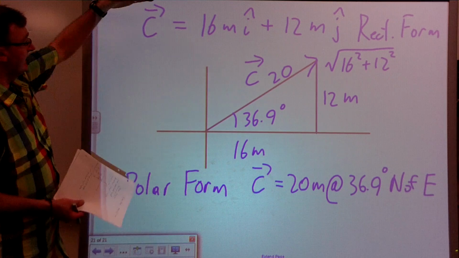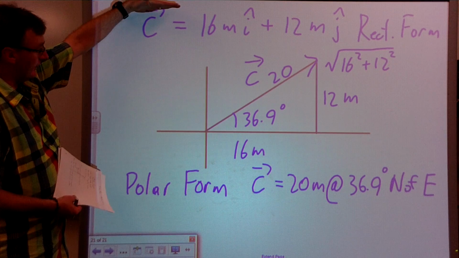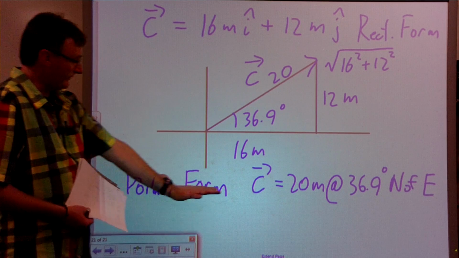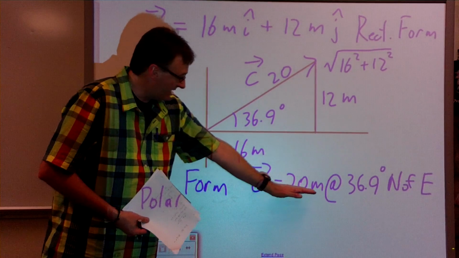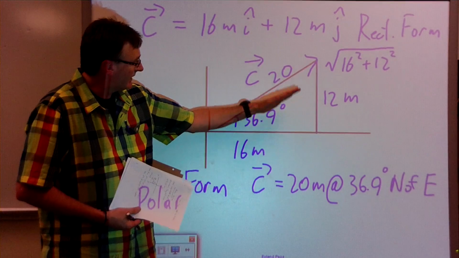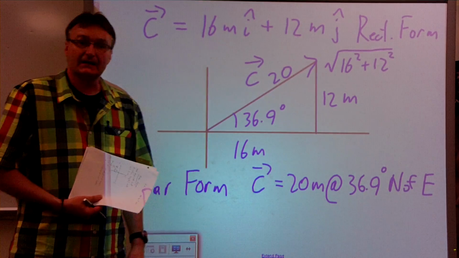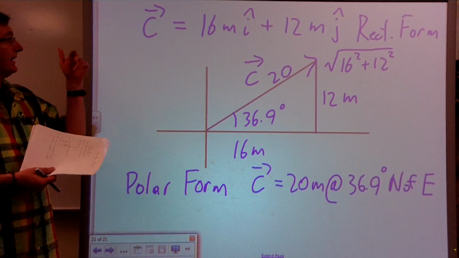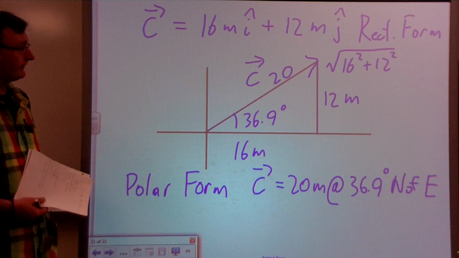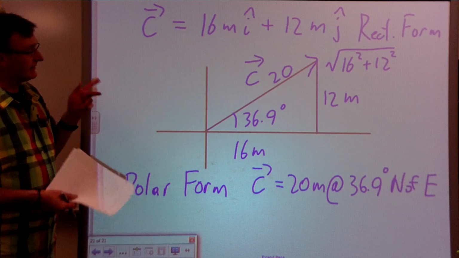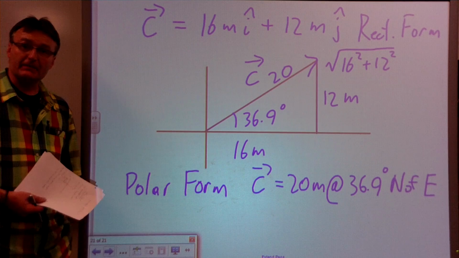So there's your vector in rectangular form, and then we change it to polar form, and it becomes 20 meters at 36.9 degrees, and this would be north of east, this particular vector C. So that's rectangular form and polar form. You need to know both, and you need to be able to go back and forth between the two.